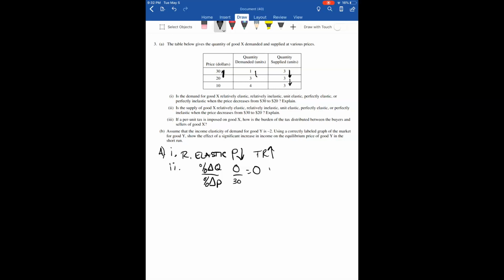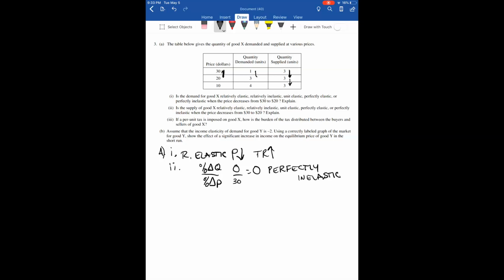And 0 for elasticity means perfectly inelastic. Perfectly elastic would be infinity. The supply does not change. The explanation could just be that, but you could also talk about how the supply does not change when there's a change in price.